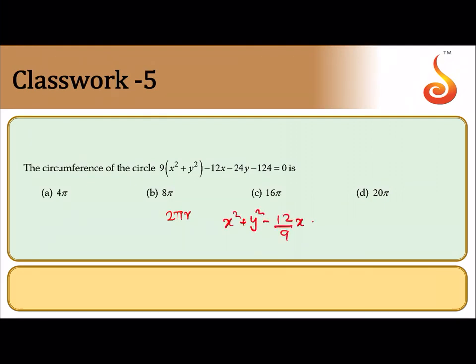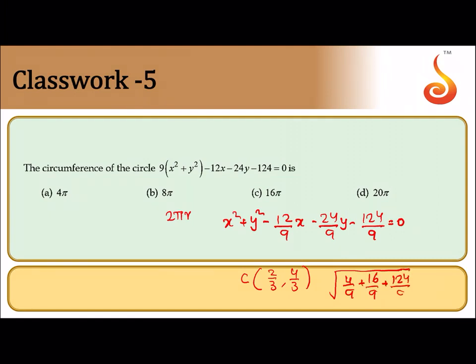So x square plus y square minus 12 by 9x minus 24 by 9y minus 124 by 9. In every case you require the radius. So in this case the coordinates of center will be 2 by 3 comma 4 by 3. So if we apply the formula of radius, g square plus f square minus c will give you 4 by 9 plus 16 by 9 plus 124 by 9. You will get radius as 4.